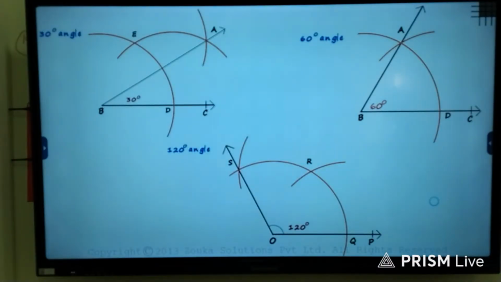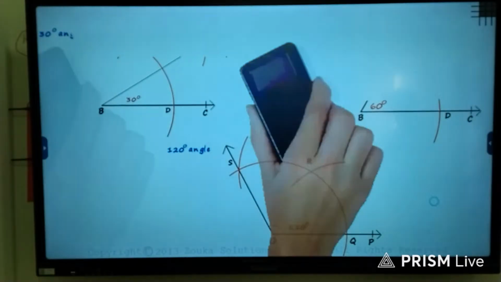We have seen how we can construct 30, 60, and 120-degree angles individually. Here, we will try to draw all three angle measures together in one diagram. Here's a glimpse of what we're about to see.